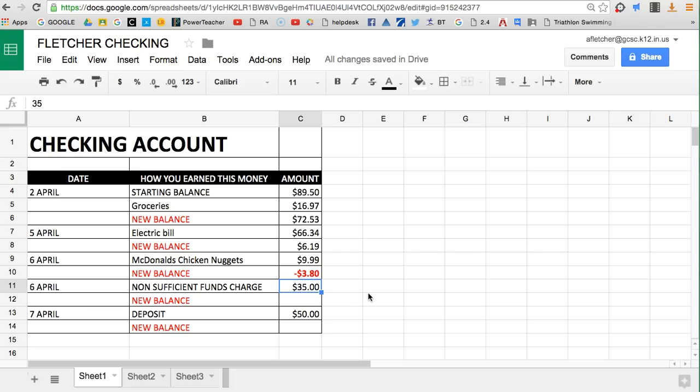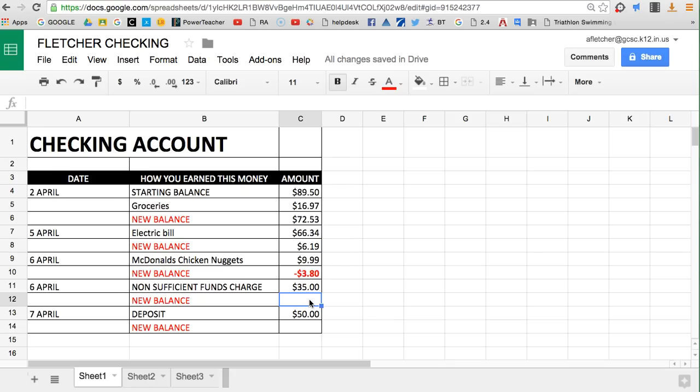But the bank doesn't like doing that. And so now the bank is going to send you this bill that says non-sufficient funds. That's a nice way of saying you really kind of messed this up and you spent more than you had. You spent $9.99 and you only had $6.19, and we paid it for you, and we don't like doing that, so we're going to slap you with a $35 charge. So that's $35 more out of your account that doesn't have $35 in it.